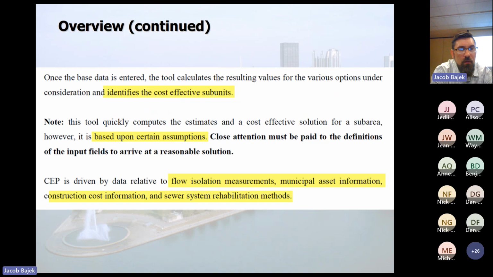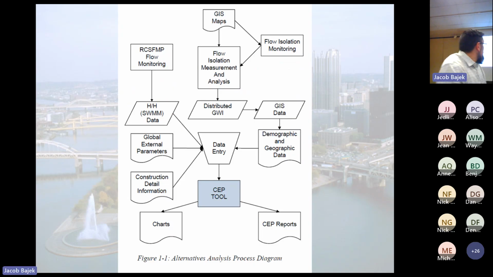Continuing with the overview, just a reminder, we're identifying cost effectiveness, but it's based on certain assumptions, and you need to pay attention to the input fields and even the default parameters that the ad hoc committee comes up with to see how I am getting to this solution. Again, it's driven by flow isolation measurements, municipal asset information, construction costs, and the different sanitary sewer rehab methods. This is in the user's guide and gives a good idea of how all the different sets of data come together.